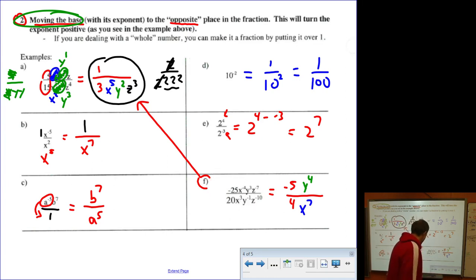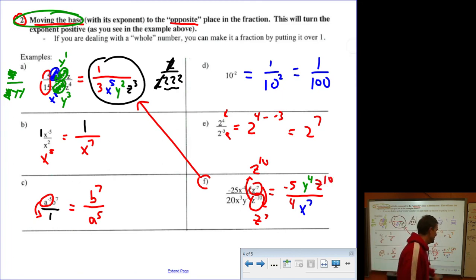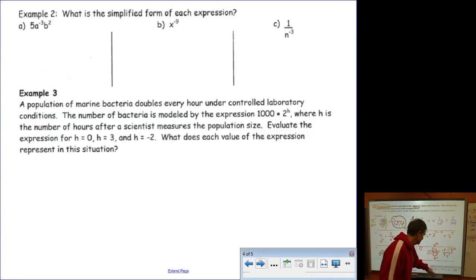The z's, however, the ones on the top need to move to the bottom, the ones on the bottom need to move to the top. So what you actually end up with is z to the 7th on the bottom and z to the 10th on top. And then when you reduce, you'd have 3 left over on top. Z to the 10th on top. How'd you do on that? I hope you did okay.